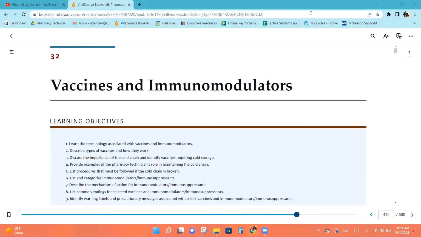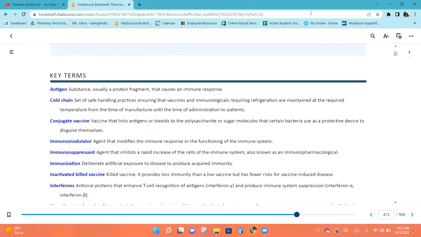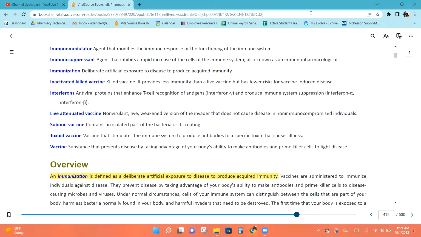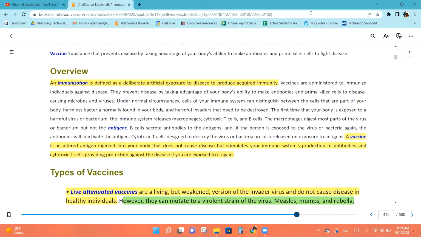Chapter 32, Vaccines and Immunomodulators. We'll skip over the key terms because we will cover them in the lecture.